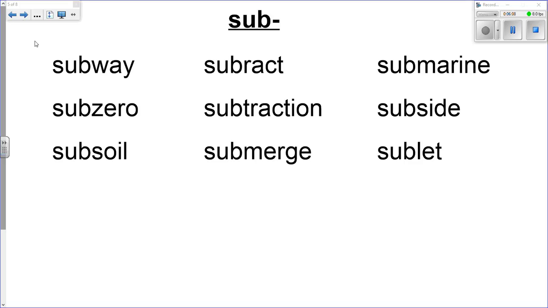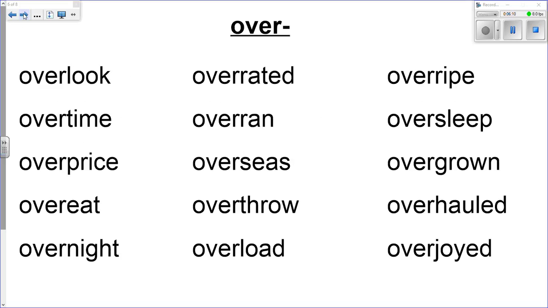Our next prefix is over. The prefix is over. It usually has three usual definitions. It means over, beyond, or too much. Words for over would be like overlook, overtime, overpriced means too high of a price. Overeat means you eat too much. Overnight is through the night. Overrated means it's not a big deal.